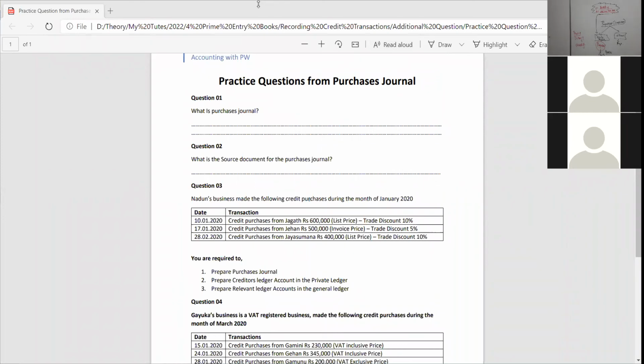Example for the other payables. Good. Example for the other payables. Then liability created due to the purchase of stationeries on credit base. And also accrued electricity bill, accrued water bill, even you classified under what?